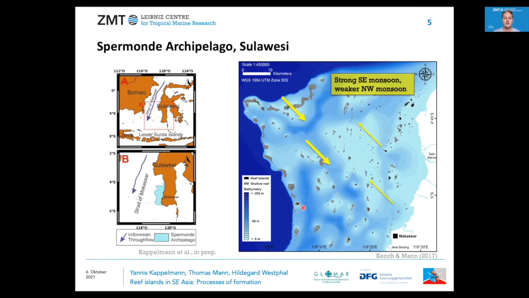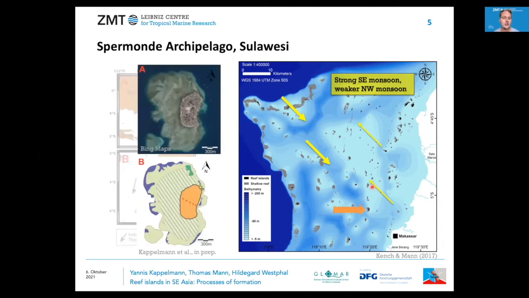This shelf is under strong influence of the monsoon. It experiences a strong southeast monsoon and a weaker northwest monsoon. The island that I've just talked about with the implied shift is located here. Our actual island that we have chosen for our study is just south of that, another mid-shelf island.